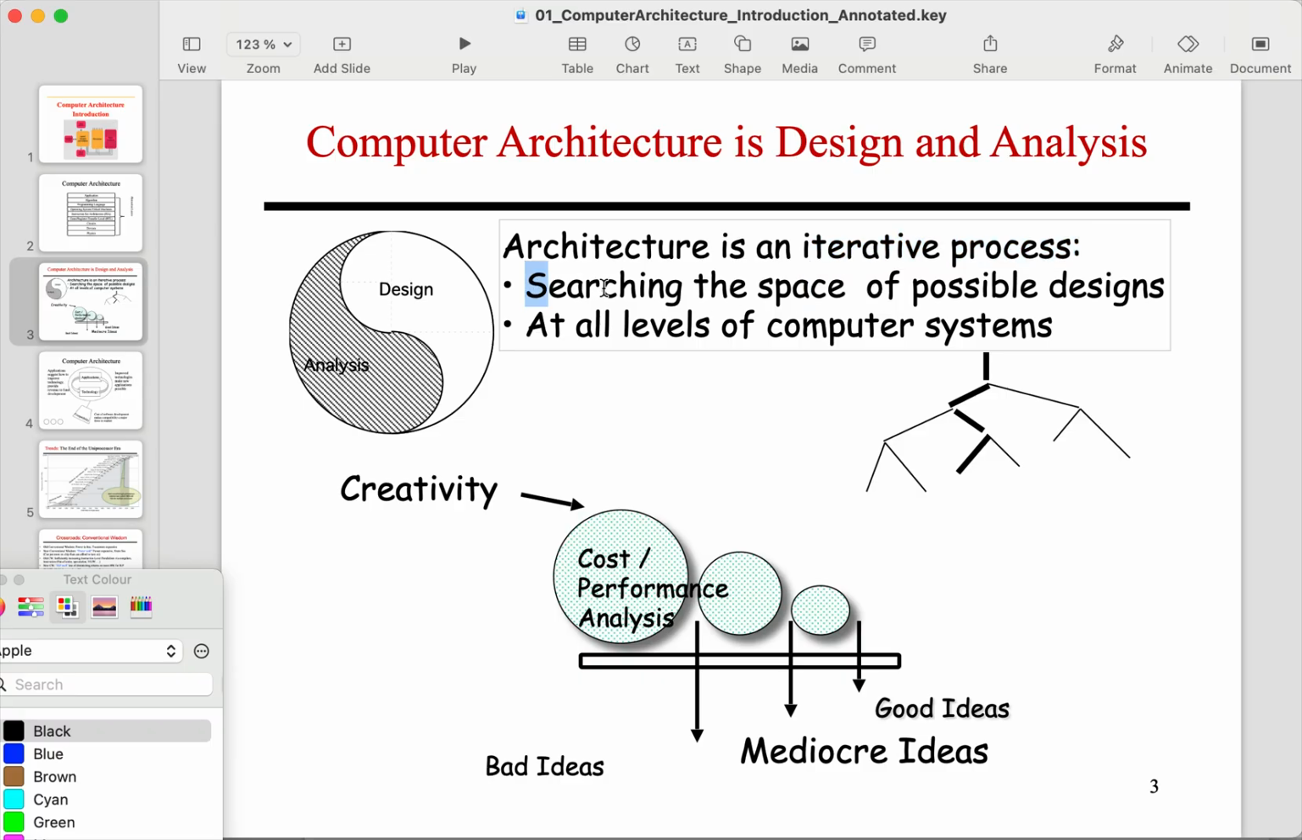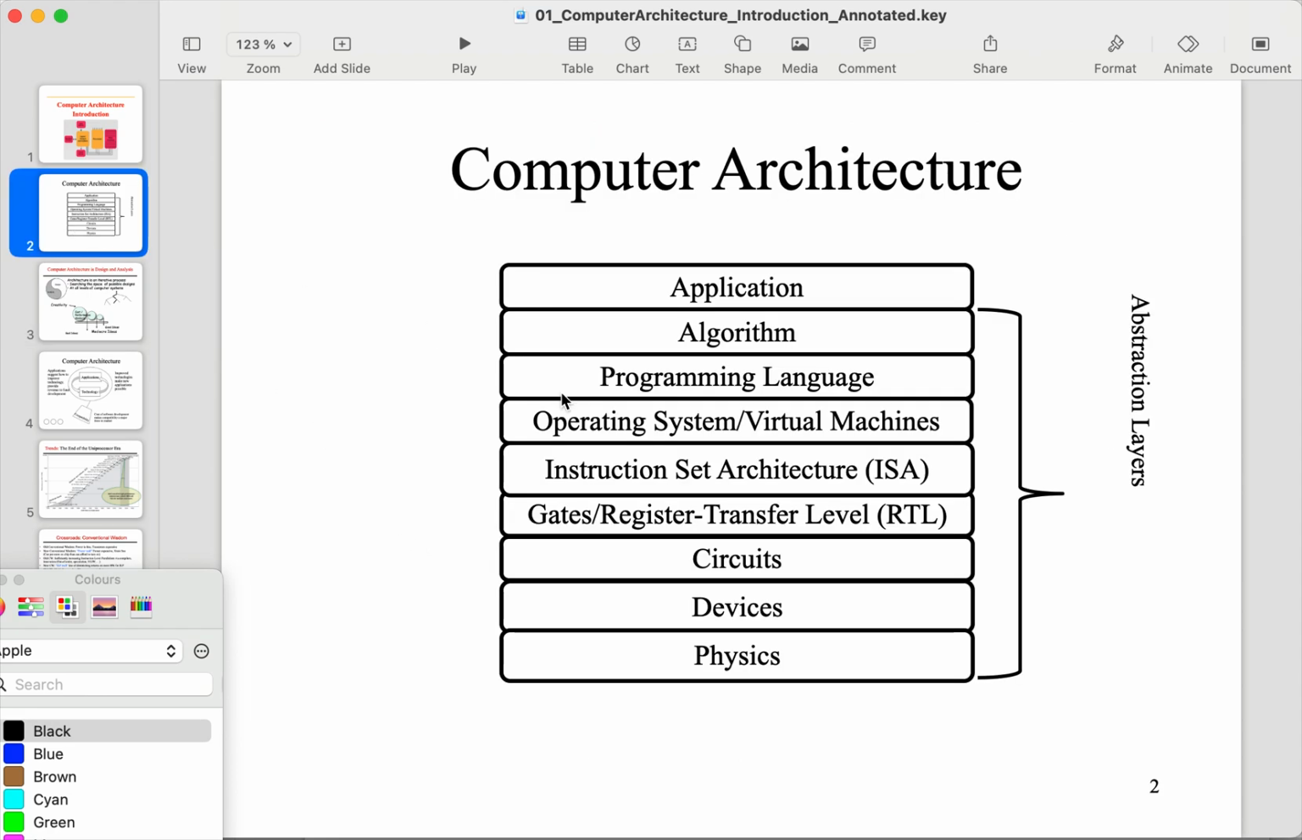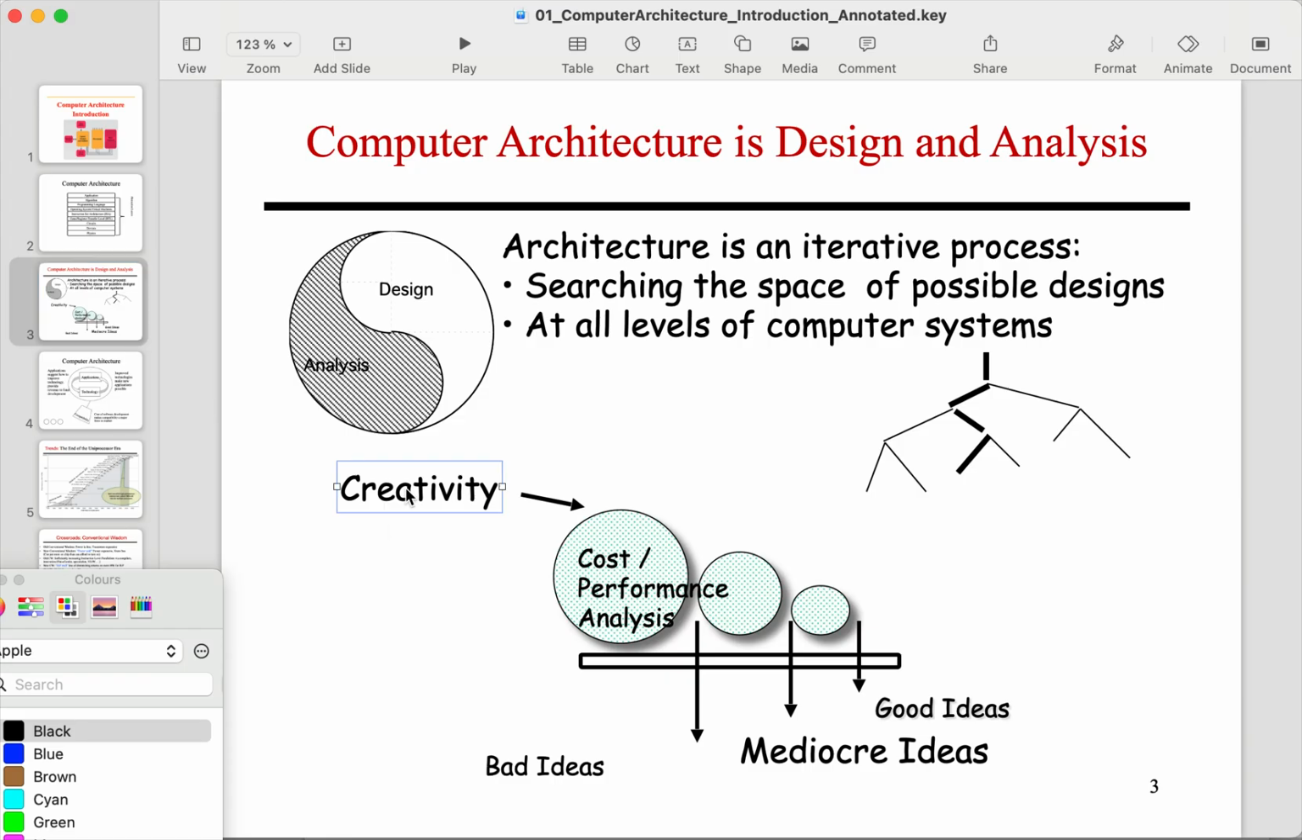So it's an iterative process. First, we will search the space of possible designs at all levels of the computer system. This is what is shown here. All the possibilities are in this tree, and we would run a particular path to find the right design for ourselves. And then it comes down to being creative, what we would like to create. Do we want to create a new hardware, a new CPU, a new memory, a new operating system, or a new application? So it comes down to our creativity in design.